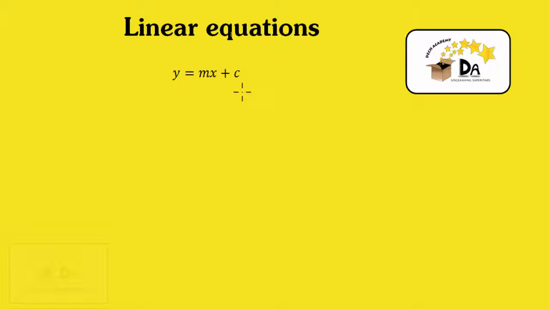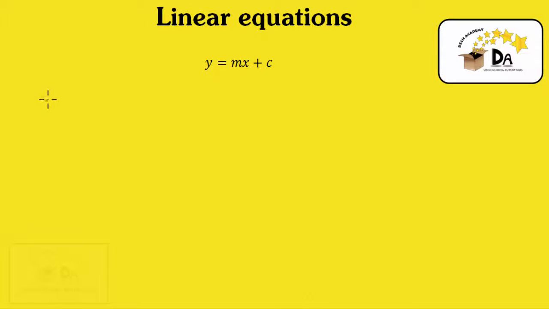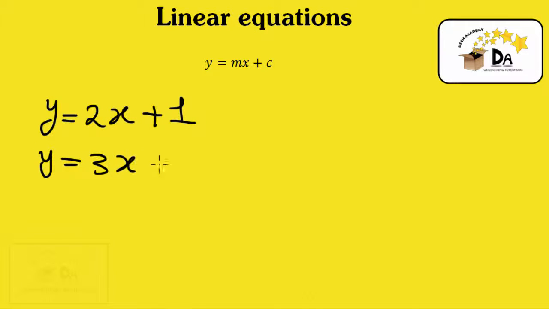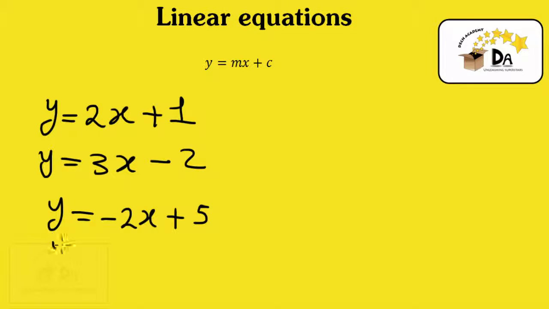Now, linear equations are of the form y equals mx plus c. Consider the following equations. Y is equal to 2x plus 1. Y is equal to 3x minus 2. Y is equal to minus 2x plus 5, and y is equal to minus 3x minus 2. So these are 4 equations, and they have one thing in common, at least one thing anyway.